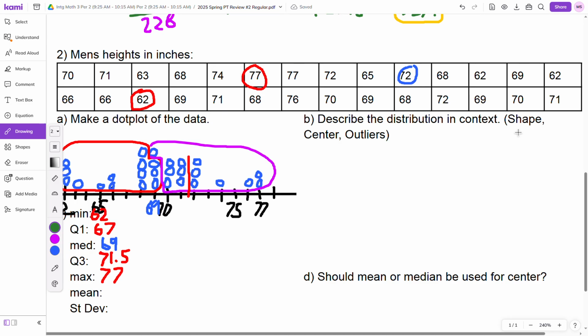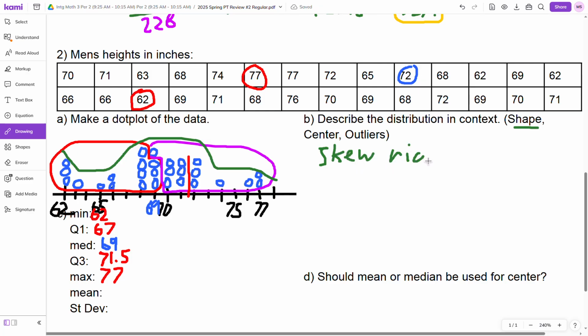So it says shape, center, outliers. Well, how would you describe the shape? It's a little awkward. If it didn't have these numbers out here on the left, I would say it's more like skewed right. It's not quite symmetrical. I don't know. I'm prone to saying this is skewed right.